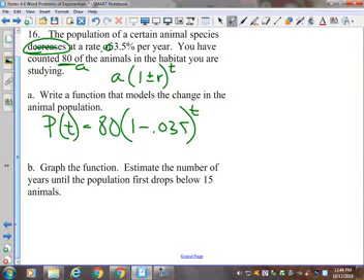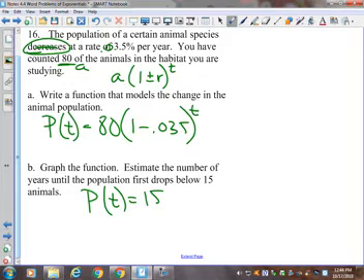Now in question part B, it says make a graph of the function. And that could be done two ways. You could use Desmos or y equals. I have it in Desmos, so we'll just look at it in Desmos. And estimate the number of years until the population first drops below 15. So when it's equal to 15, I would think right after that it would be under 15, right? Everybody agree? So I'm looking for when is P of T equal to 15.